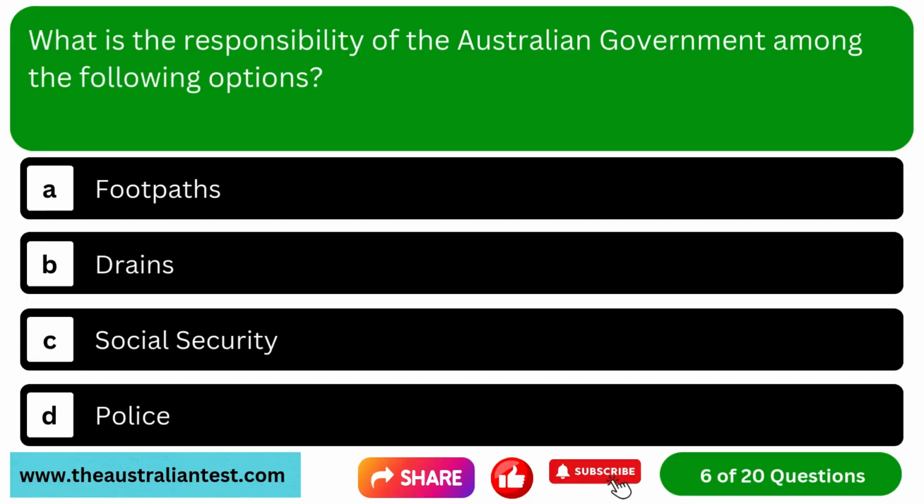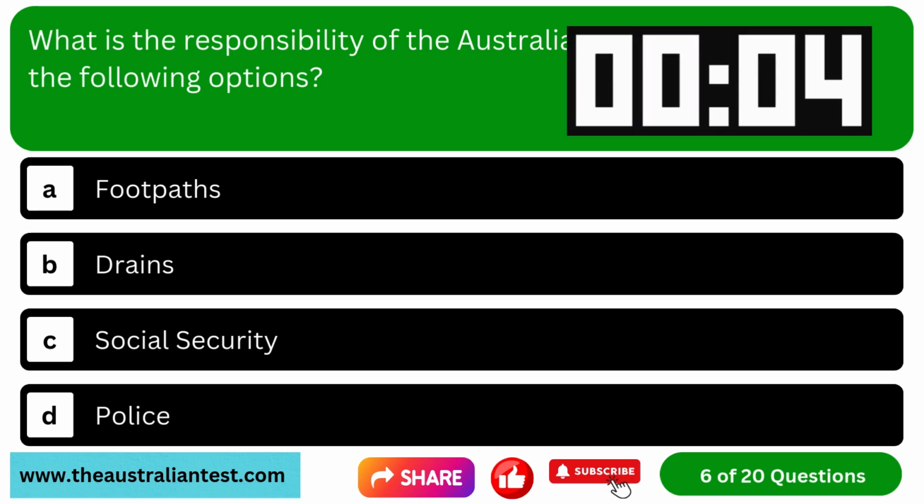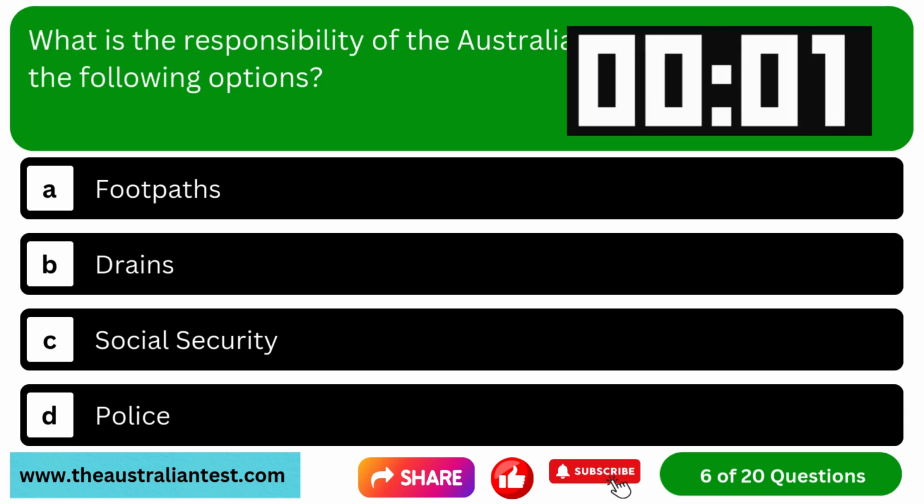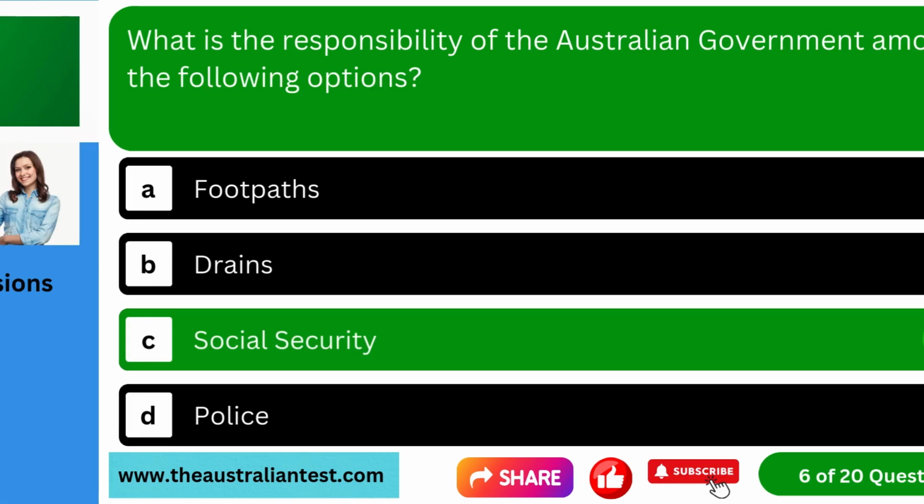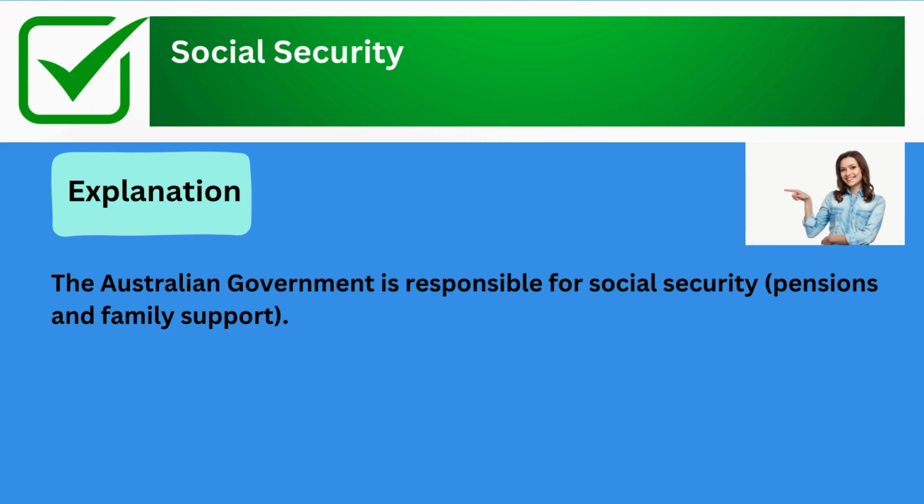Question 6. What is the responsibility of the Australian government among the following options? Option A. Footpaths. Option B. Drains. Option C. Social Security. Option D. Police. The correct answer is Social Security. Explanation: the Australian government is responsible for Social Security, pensions, and family support.